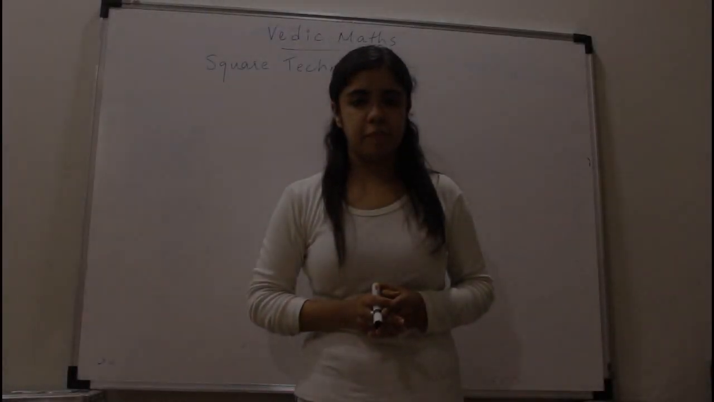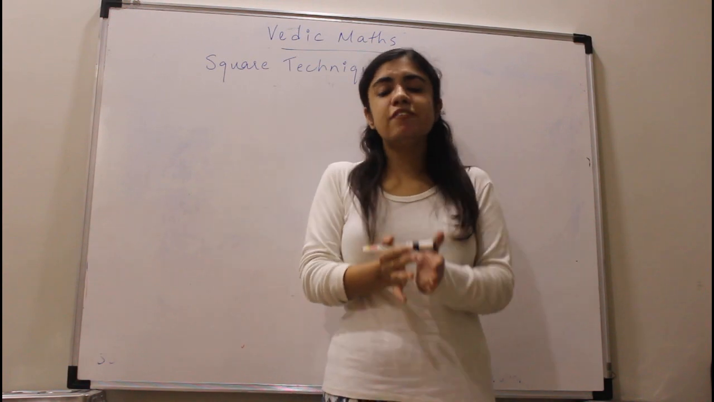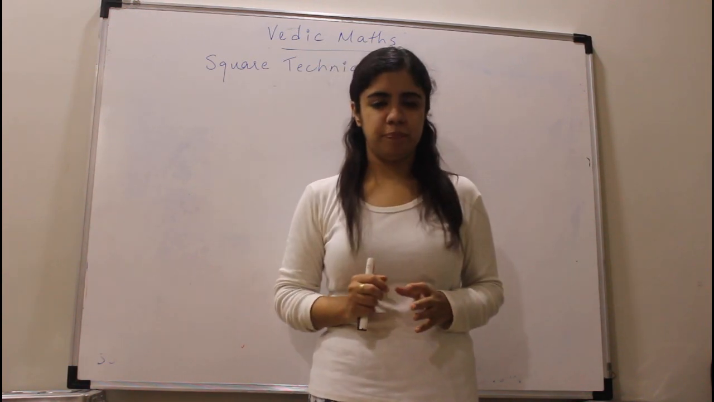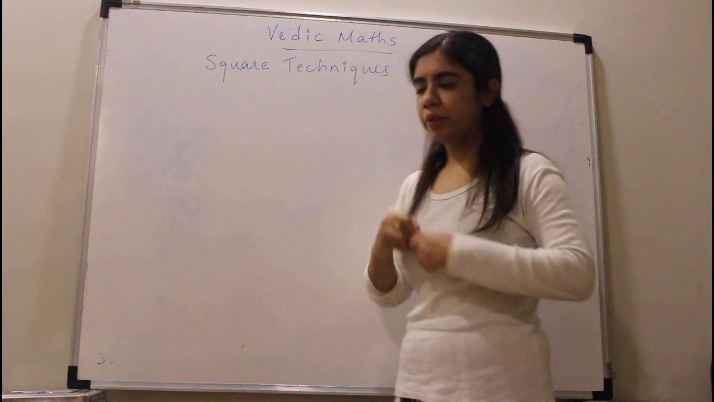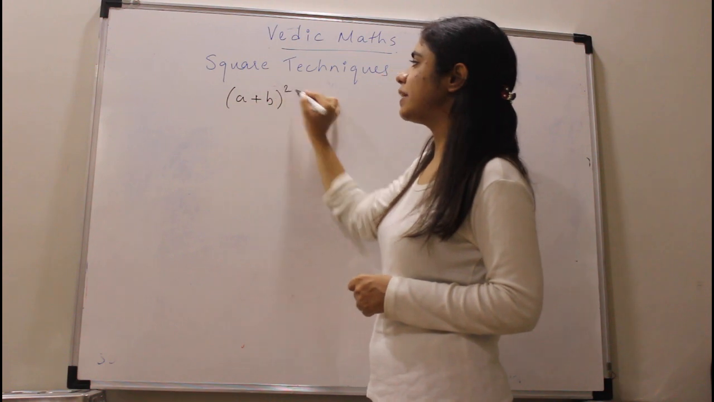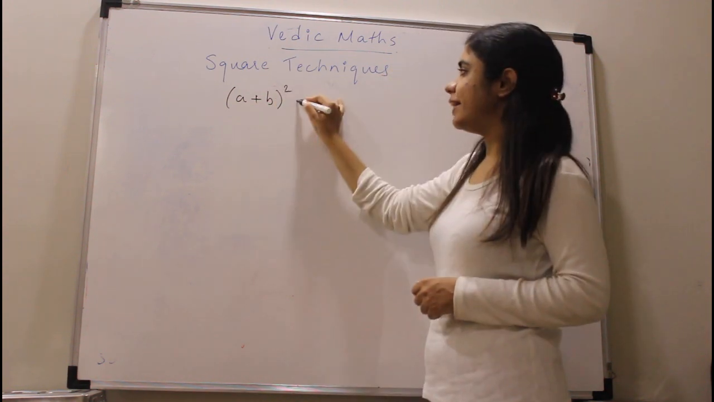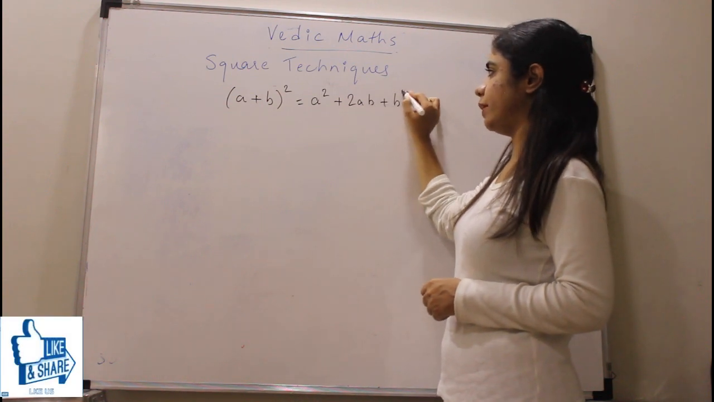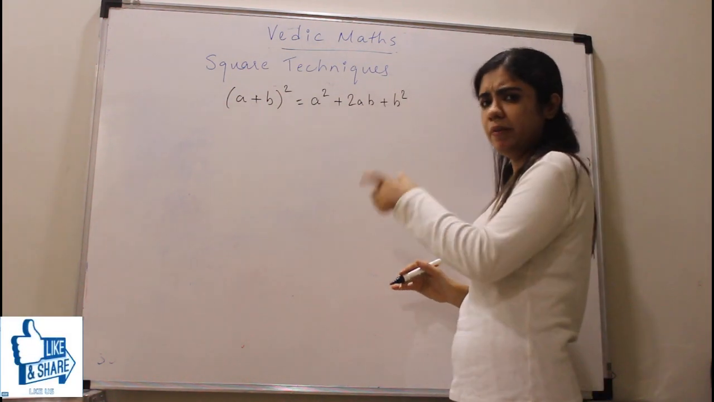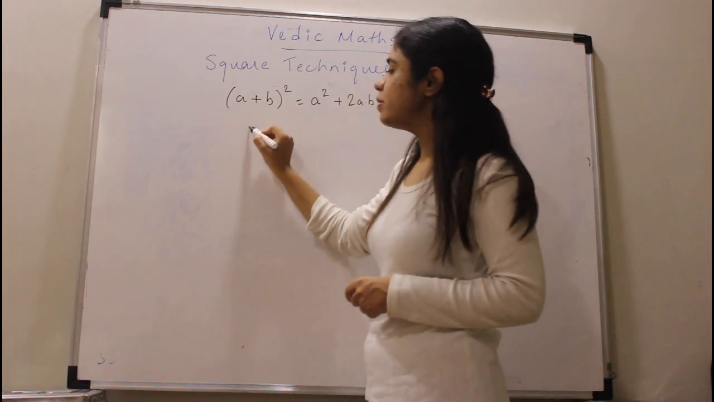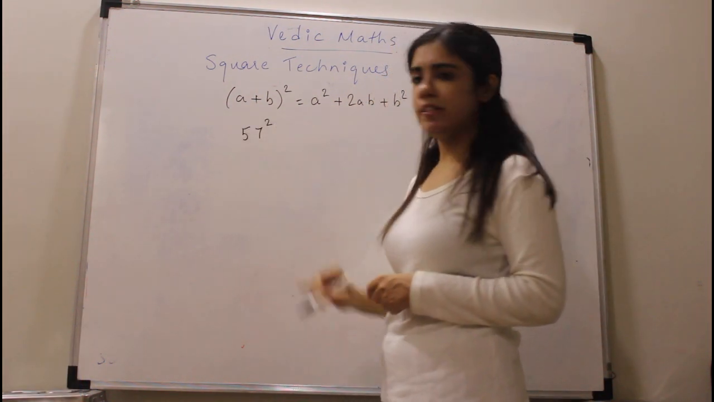Now let's look at the second method. The second method is very similar to the first method, but thoda minor changes here. What are the changes? I'll tell you. Dekho, first of all, if I ask you, what is a plus b the whole square? It is a square plus 2ab plus b square. Okay, a square plus 2ab plus b square. How am I supposed to apply this technique? Suppose if I ask you, what is 57 square?